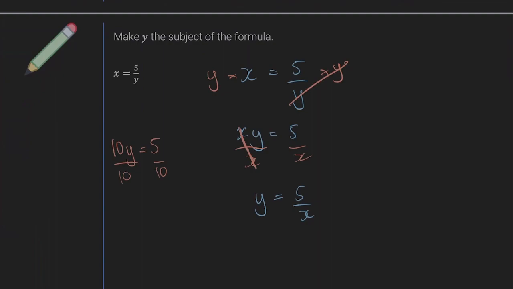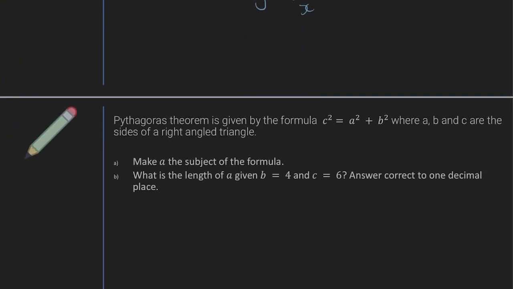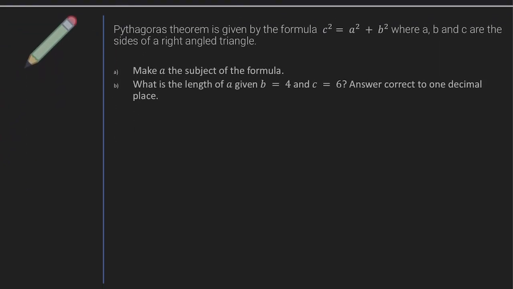Let's do now together a slightly more involved example. When you've studied Pythagoras in the past, you've probably just been given by your teacher this version of the formula that has a or b as the subject. We're going to just work through it here together to show you how we come to that version of the formula.